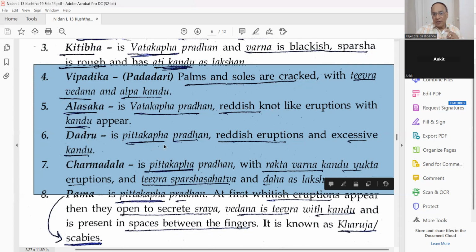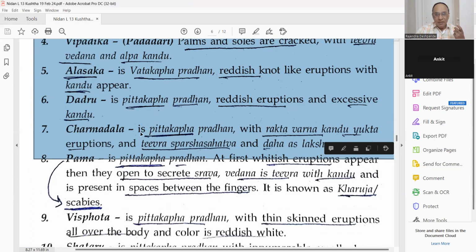Dadru is Pitta Kapha Pradhan. Reddish eruptions are there, and excessive Kandu is there. Then Charmadala, this is Pitta Kapha, PK.